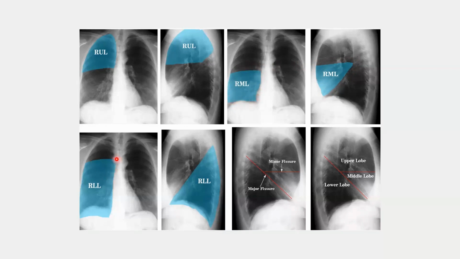And here you see the right lower lobe. So this right lower lobe, if you look at the posterior anterior view, it overlaps with the upper lobe and the middle lobe. In this upper region, it overlaps with the upper lobe. And this area, it overlaps with the middle lobe. So to differentiate pathologies of these areas, you have to look at the lateral view.